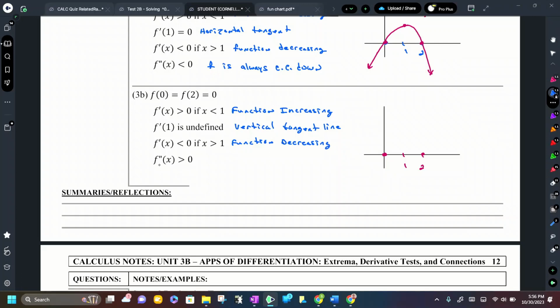And finally, f double prime of x is greater than 0 always, so that means my second derivative is positive, so we are concave up on this entire interval. So think about what's going on over here. As we're moving from negative infinity towards 1, my function values are increasing, but we are concave up.